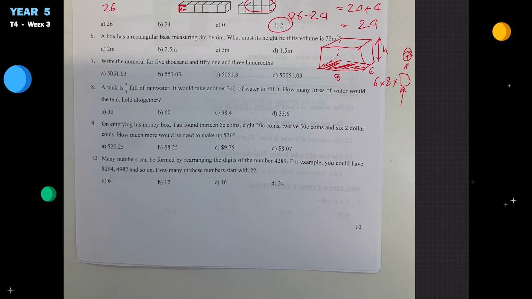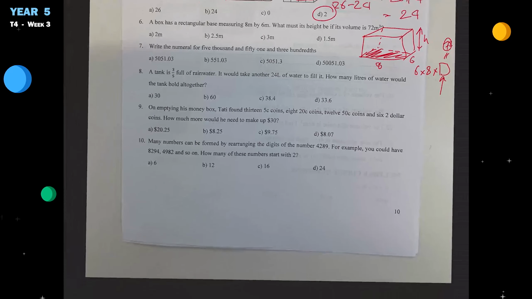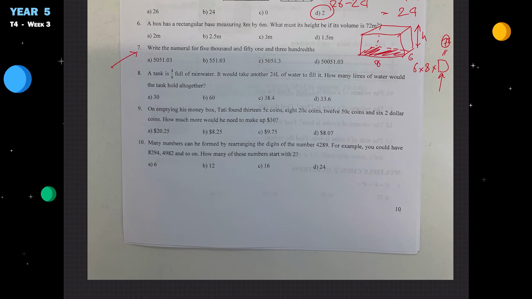Question 7. Write the numeral for 5,051 and 300. You could do it yourself. So they want you to change from words into a number.